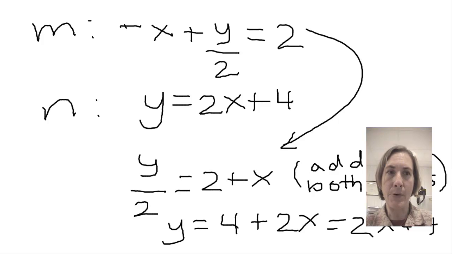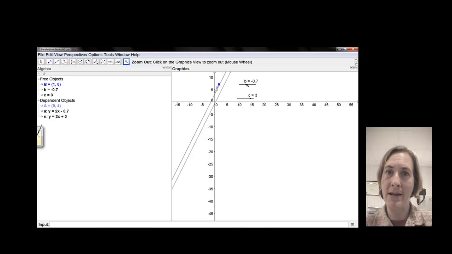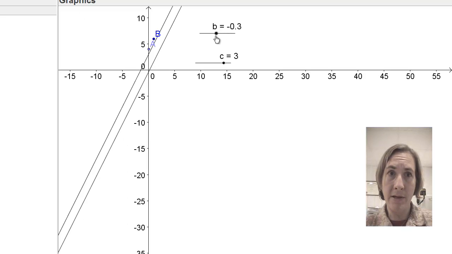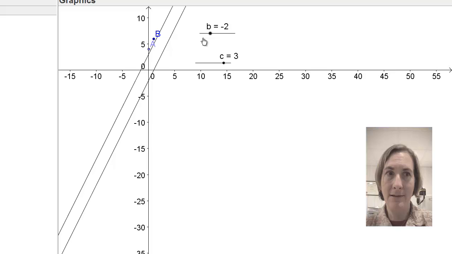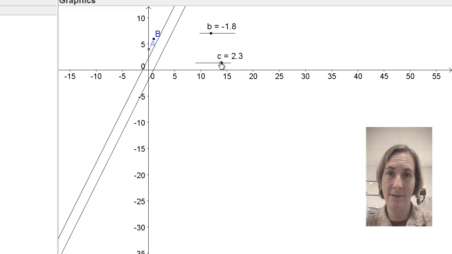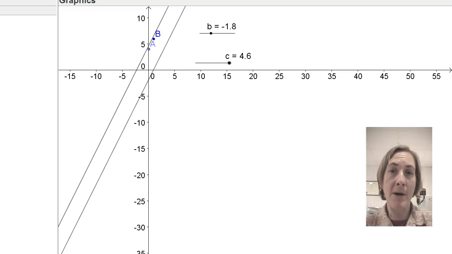Here's a second example. We have 2 lines L and M in the XY plane. These lines have the same slope, but a different y-intercept, and they can be written this way. Notice, they will not intersect, but they're in the same plane, so by definition, they are parallel lines.